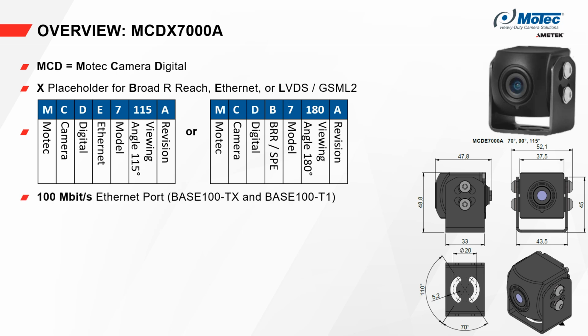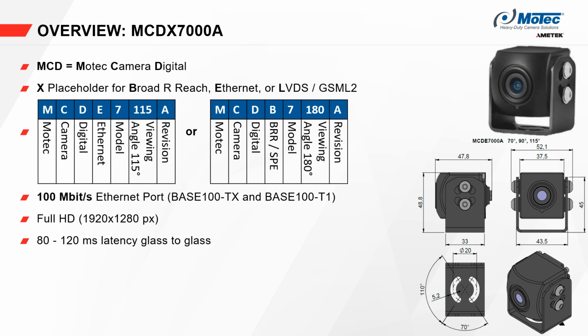The entire device family features a 100 megabit per second interface based on MAC and IP protocols. This interface allows it to stream a full HD video with very low latency. The camera's glass-to-glass latency is usually between 80 and 100 milliseconds.